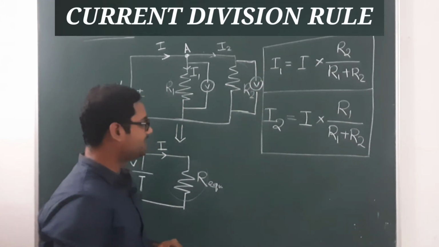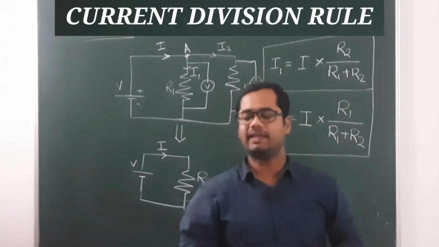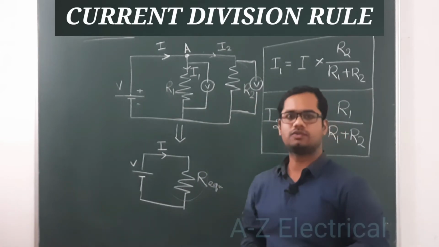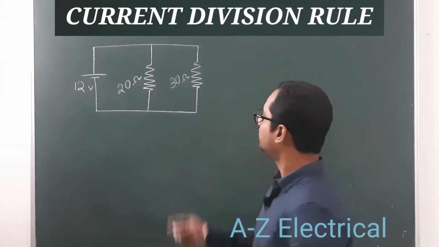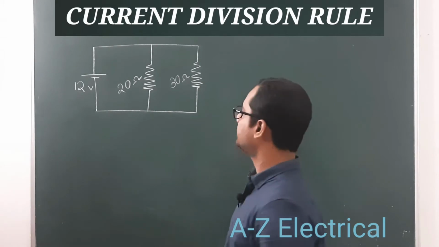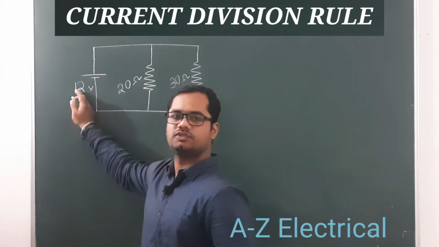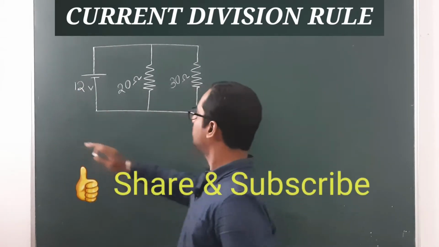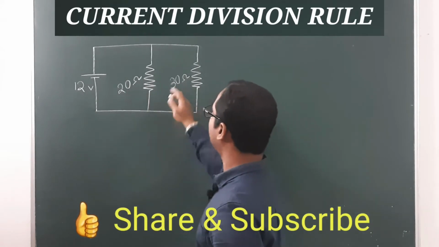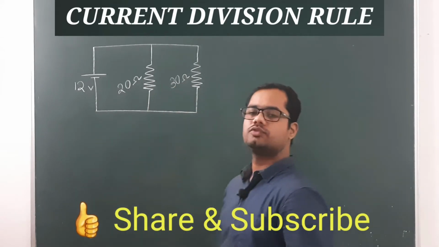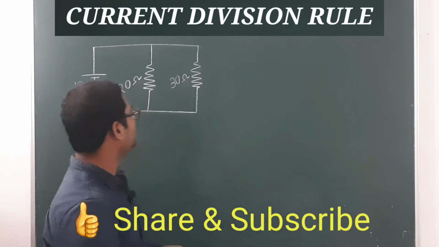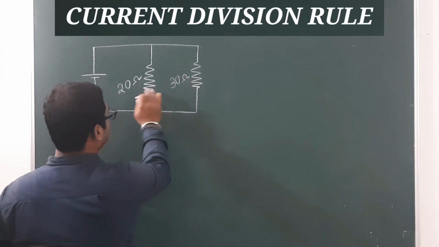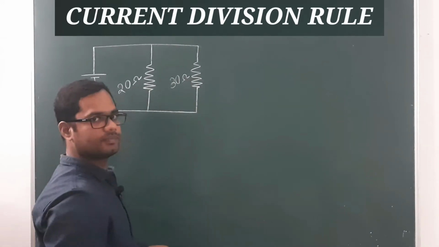To find the different currents, this is the formula. Let me explain the formula with an example. The example has a 12 volt supply and two resistances, 20 ohm and 30 ohm. We need to find the current through the 20 ohm resistor and the 30 ohm resistor.